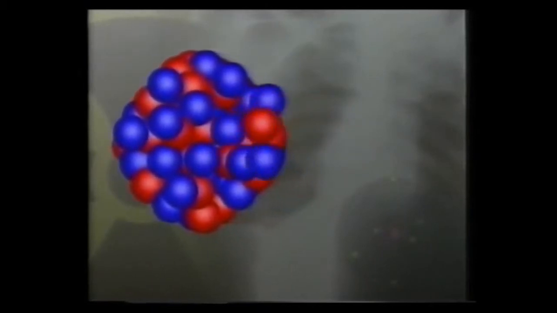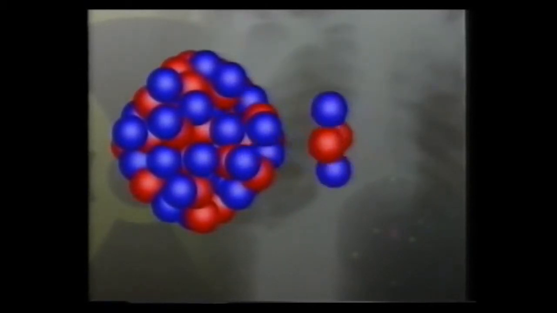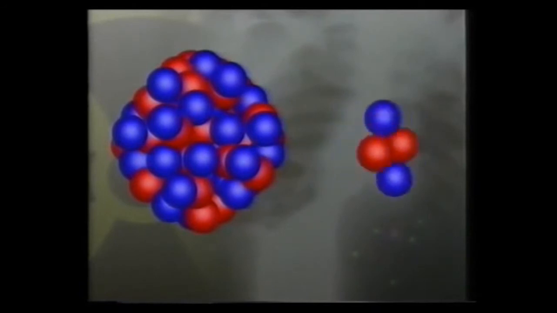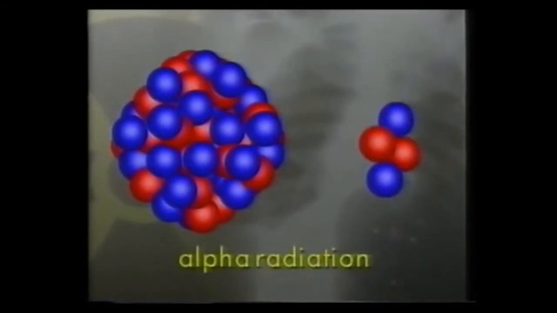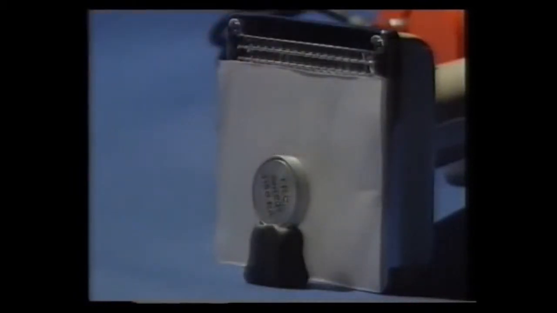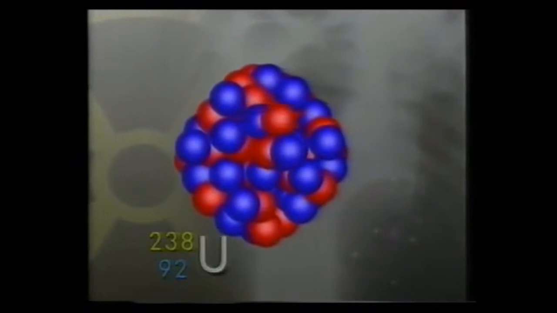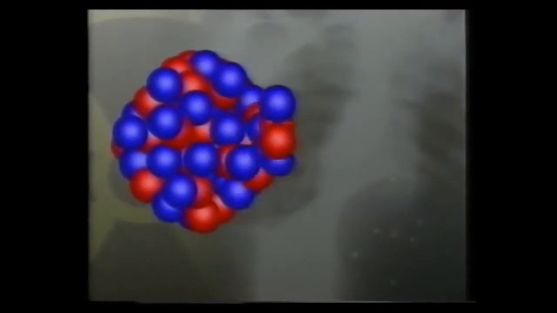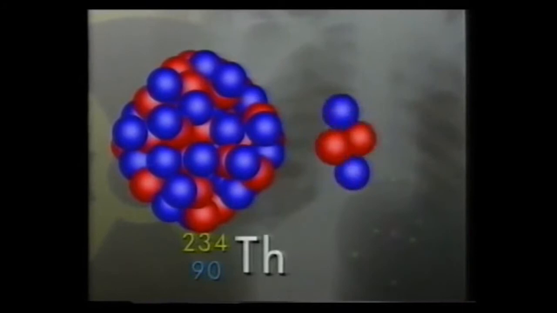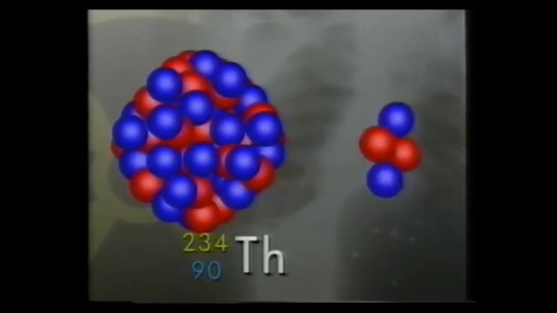It emits a particle which consists of 2 protons and 2 neutrons. It is actually a nucleus of a helium atom. This type of emission is called alpha radiation. Because the particles are large, they collide frequently with atoms in the paper. They lose their energy and stop quite quickly. As the uranium-238 emits the particle, it becomes a new element, thorium-234, with different mass and atomic numbers. The helium atom completes the equation.